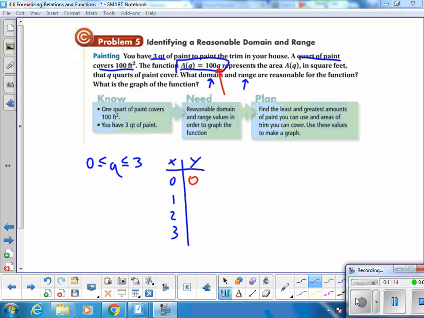If I use 1 quart, I am going to cover 100. If I use 2 quarts, I'm going to cover 200. And if I use 3 quarts, I'm going to cover 300. I can look at this, and if I graph this particular situation, I can see that it is indeed linear. It does go through the origin because of 0, 0. So my graph is going to look something like this. It is linear. It's a reasonable function. For every input, there's exactly 1 output.